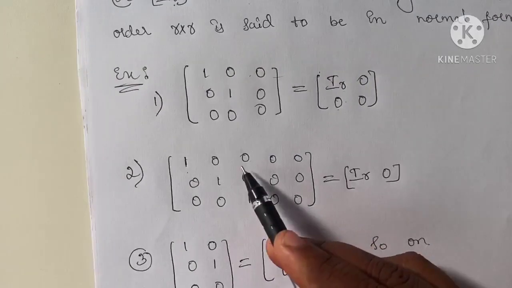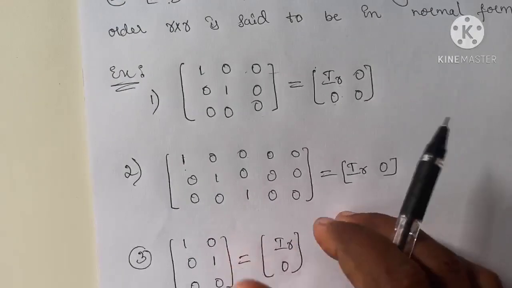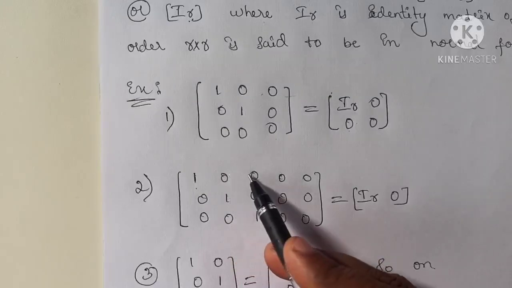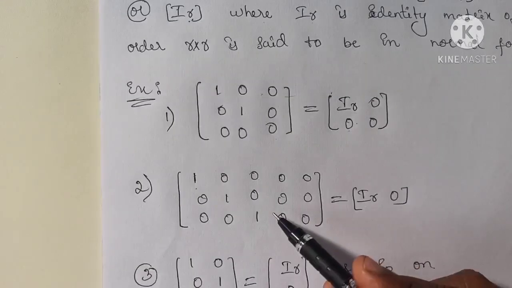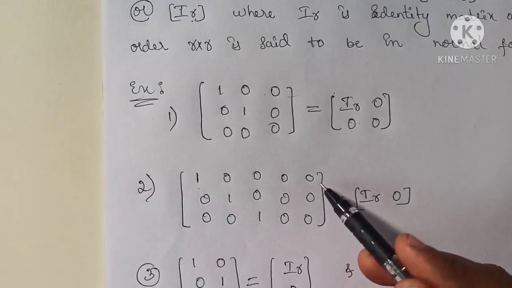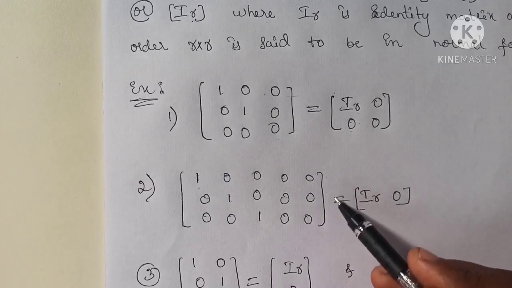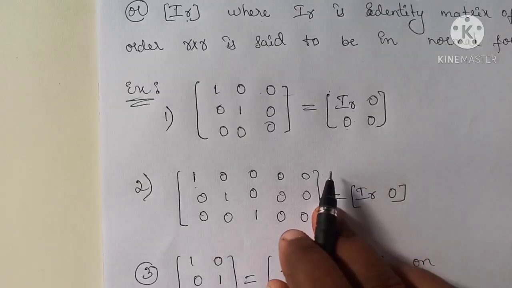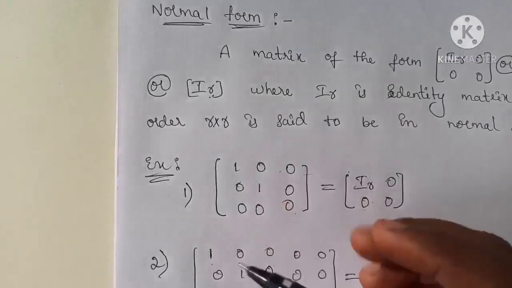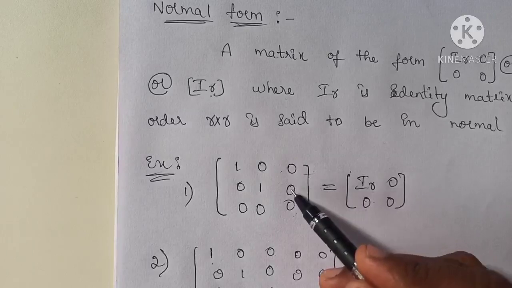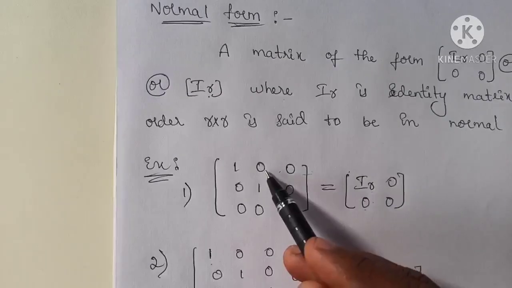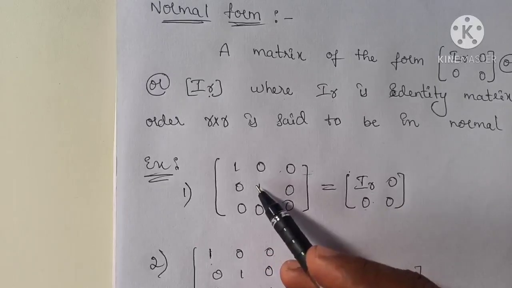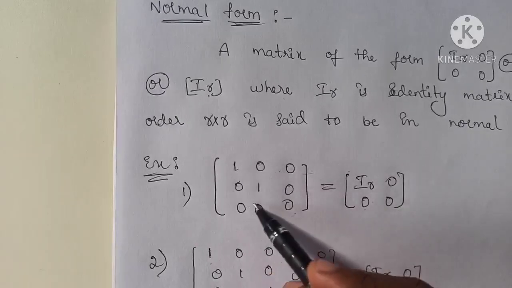Even here also, by the identity concept, this identity matrix is of order 3, therefore its rank is 3. Or you can count the non-zero rows, you can observe that it has 3 non-zero rows, therefore its rank is 3. Similarly, in this case it has 2 non-zero rows, therefore its rank is 2. Or you can go by this method, that is it has an identity matrix of order 2, therefore its rank is 2.